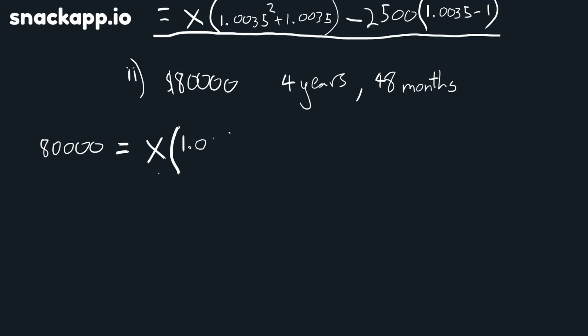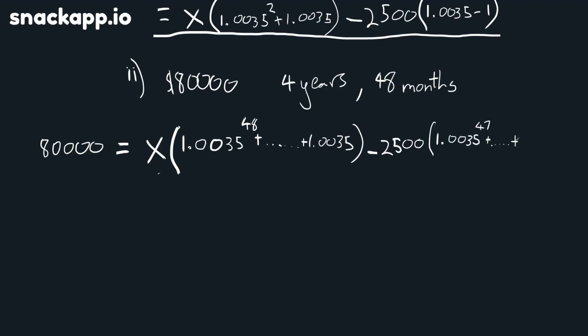And then I'm going to have one too many. Let's clean that up. I'm going to have 1.0035 to the 48, and that's going to go all the way down to 1.0035. So similar like we had for M2, but this is going to be for M48. And then we're going to take off my monthly repayments, which are going to start at 47 and go all the way down to 1.